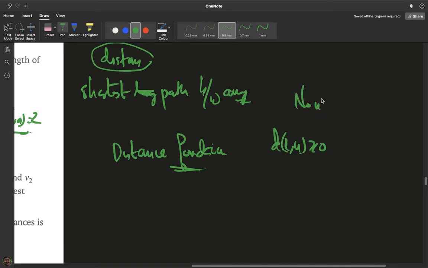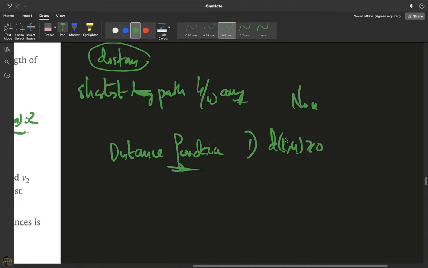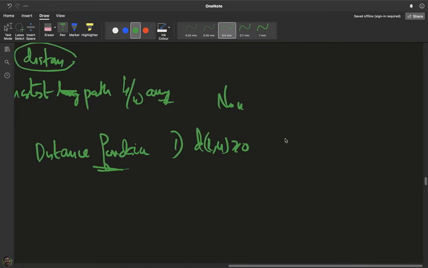If a function is to be a distance function, the first property is that it should be greater than or equal to 0. The distance between two objects cannot be negative. Moreover, it will be 0 if and only if both the objects are just the same, that is, if and only if x is equal to y.